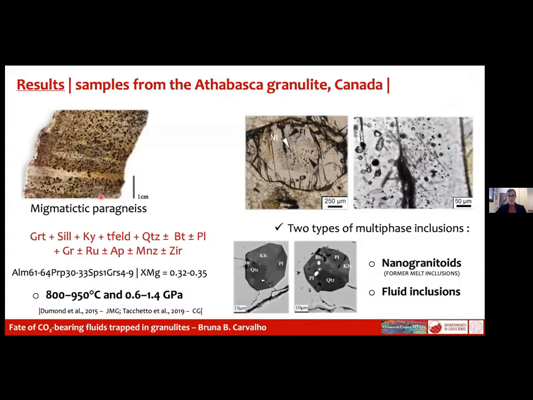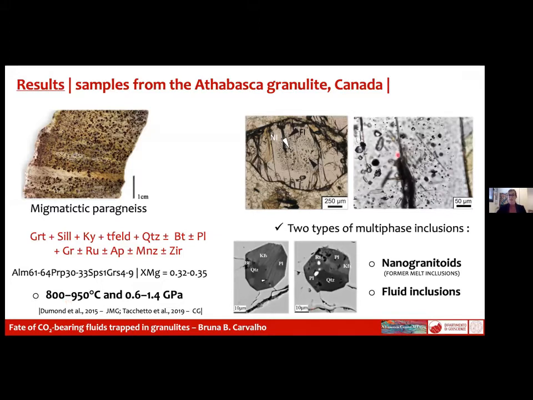So the first occurrence was the Athabasca granulite. Here is the macroscopic view of the rock we studied. It was a migmatitic paragneiss with garnet, ilmenite, kyanite, ternary feldspar, quartz, rare biotite, and plagioclase, but with abundant graphite together with other accessory phases. The PT conditions of formation, the temperatures, are about 800 to 950 degrees.